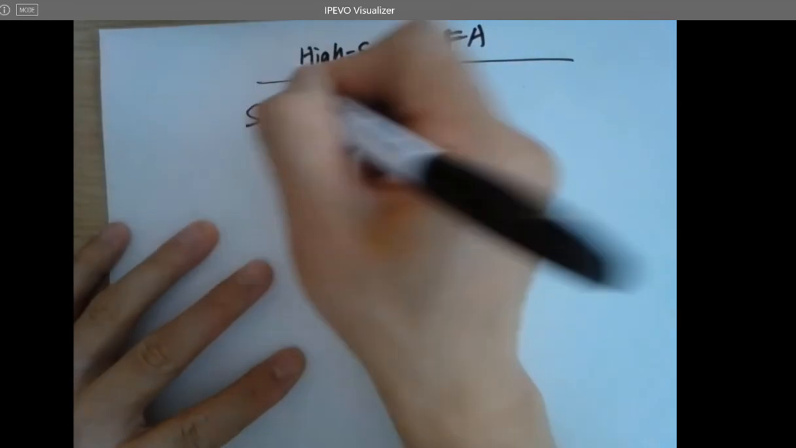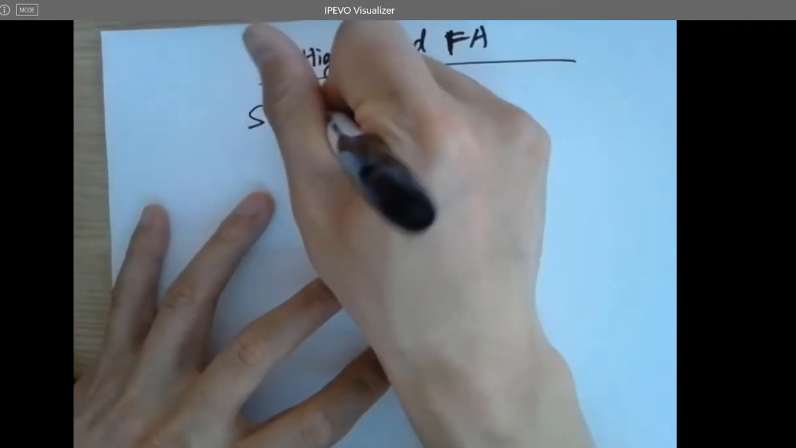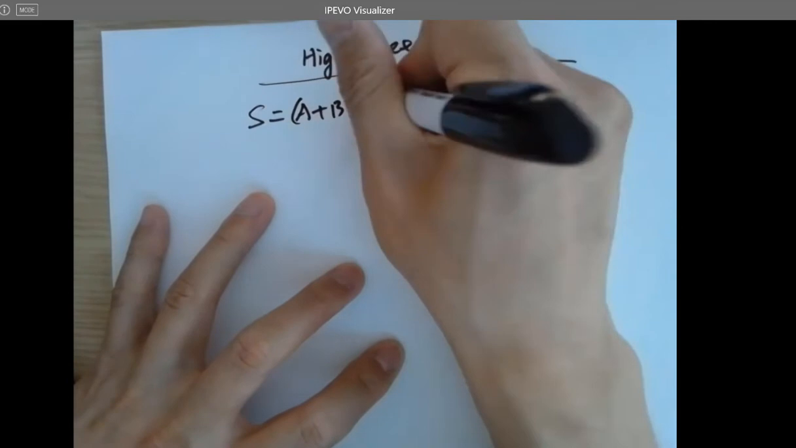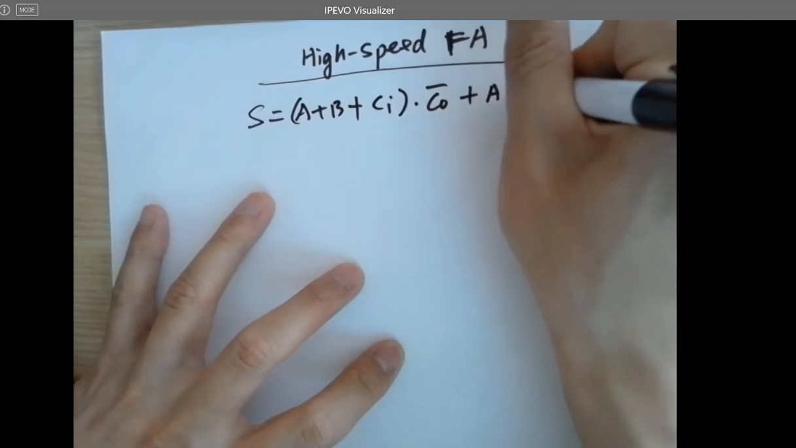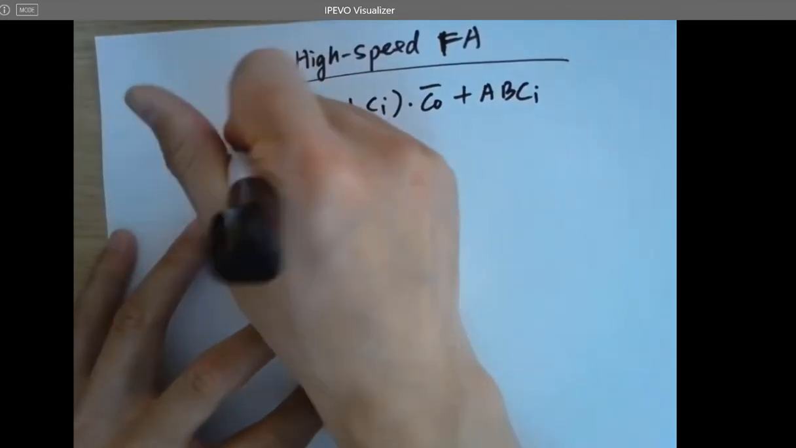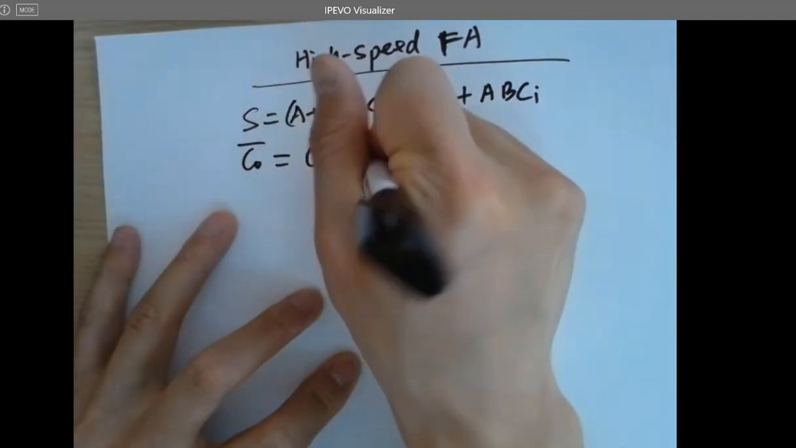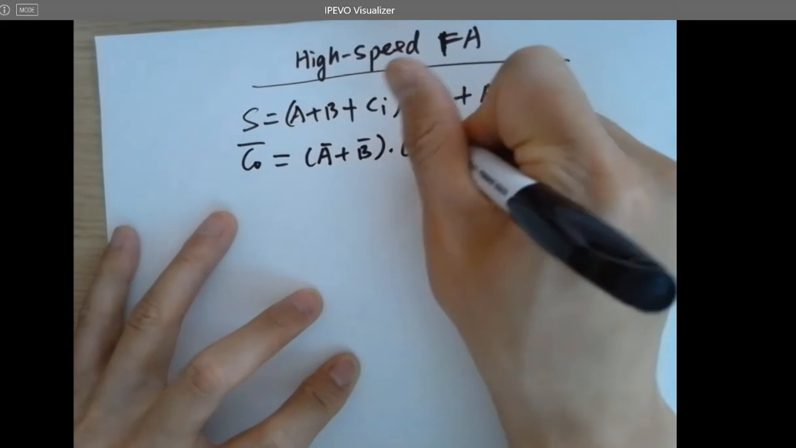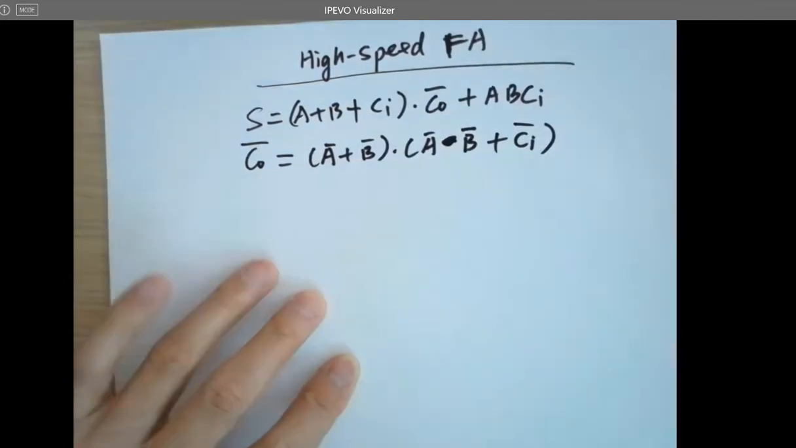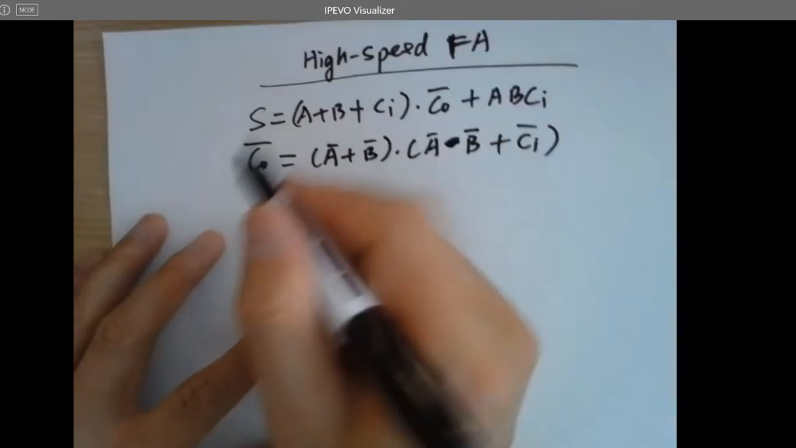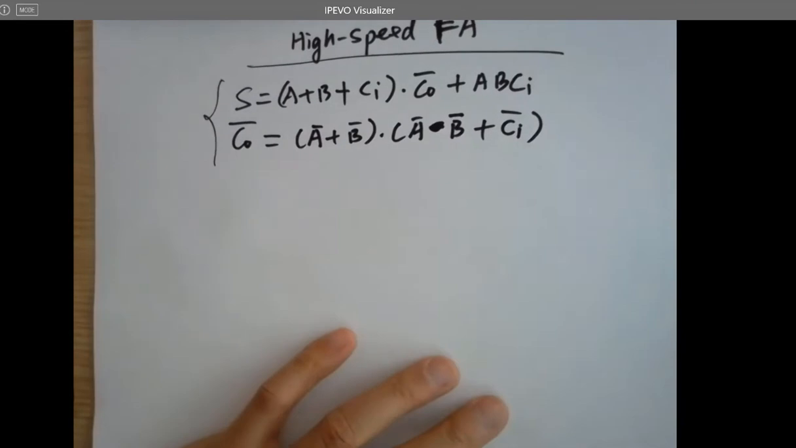So S, the final logic expression for S, is (A or B or CI) and CO naught, or ABCI. And CO, C out naught, is (A naught or B naught) and (A naught and B naught or CI naught). So that's what we're going to use to form the complex logic gates for the AOI logic.